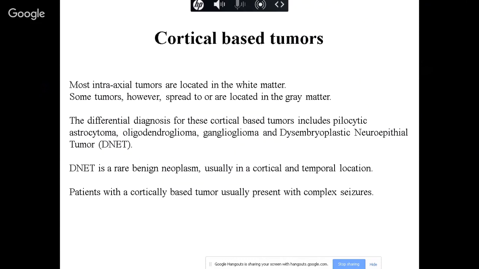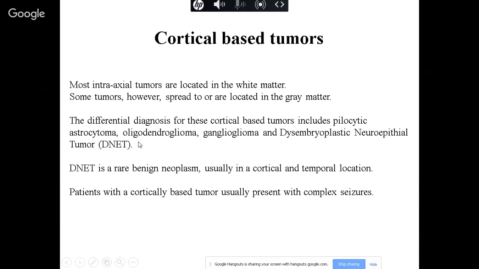Okay, so after we talk about the middle line crossing and the unilateral, follow-up, you will see whether or not it is a cortical-based tumor. For a cortical-based tumor, the differential is always like this: pilocytic astrocytoma, oligodendroglioma, ganglioglioma, and DNET.